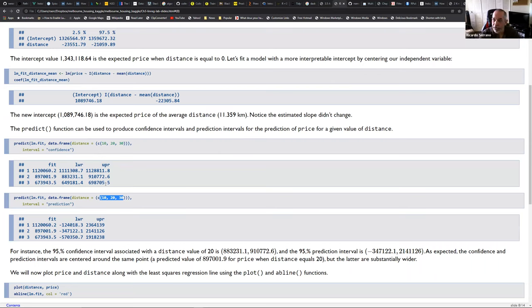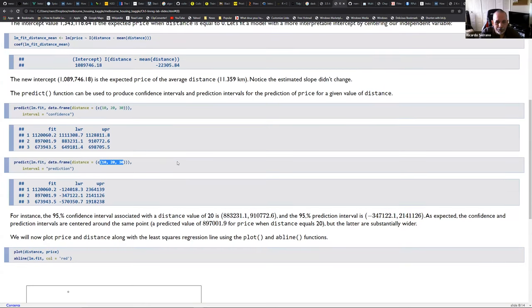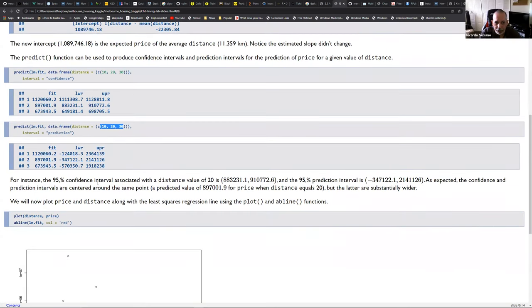One of the things you have to be careful about in linear regression is extrapolation. Sometimes the model won't be as accurate as it is within the range when you go out of that range. So that's why we're taking numbers from the range of the distance. That's the explanation for the difference between confidence intervals and prediction intervals.